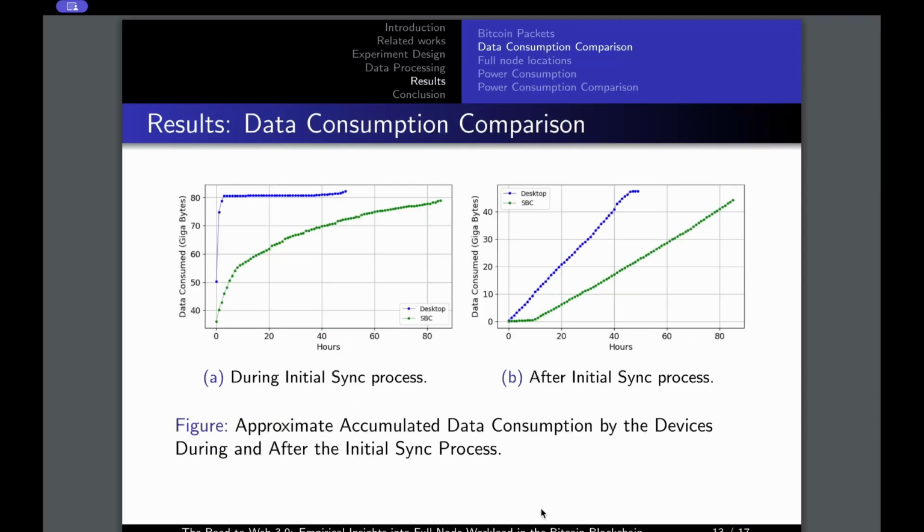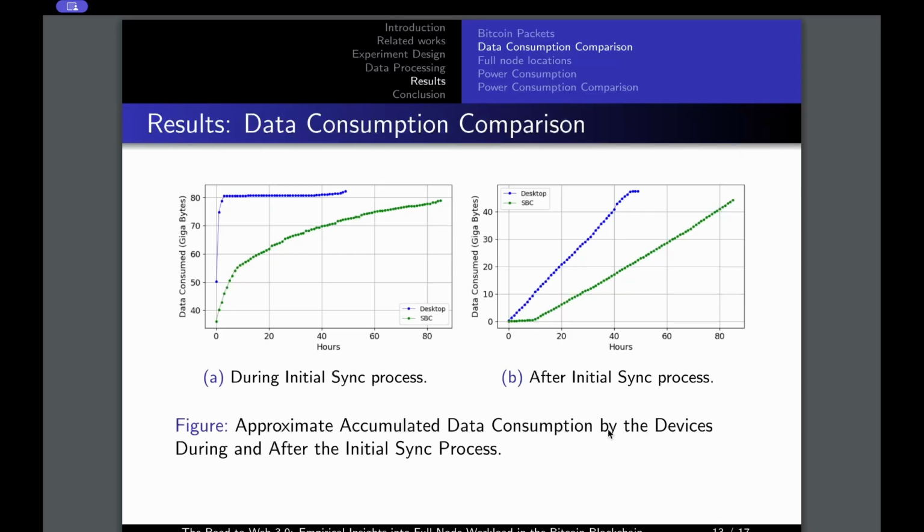Moving on, I want to talk about the data consumption. Here I've plotted the data consumption of phase 1 and phase 2. Phase 1 was during the initial sync process, and phase 2 was after the initial sync process. In both cases, we have the data for the single board computer and the desktop computer. The single board computer took a long time. It took almost 84 hours to do the initial synchronization. On the other hand, the desktop computer took around 50 hours to get completely synced. So that's why we kept both nodes running for 80 to 84 hours after the sync.